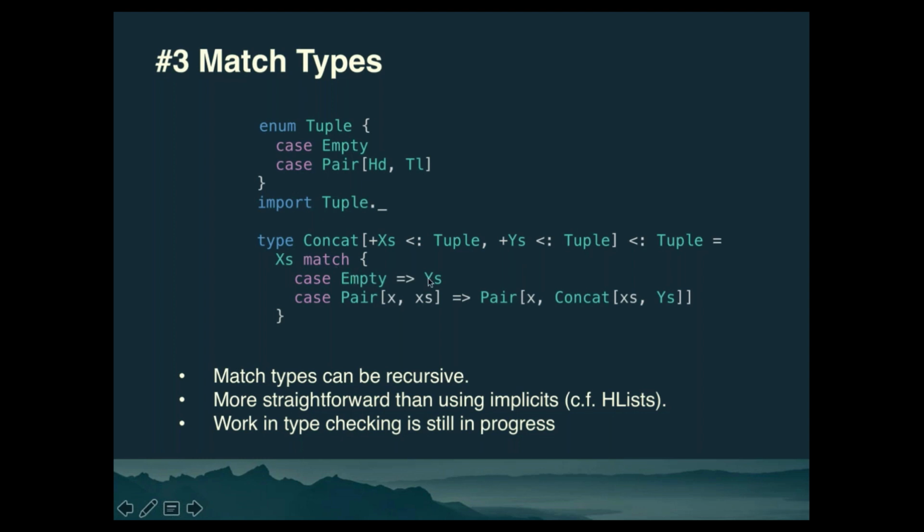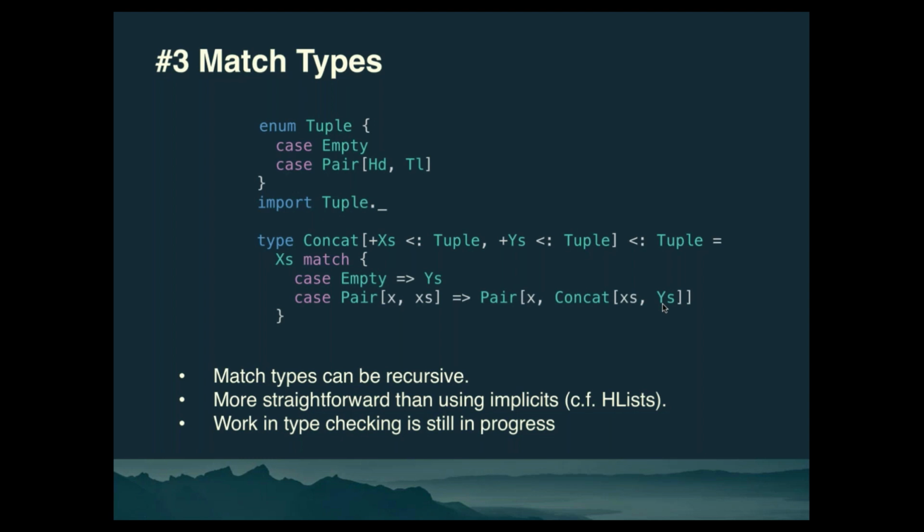If it's empty, then the concatenation is just the second one. If it's a pair, then the concatenation is a pair again, whose first element is the first element of xs, and whose tail, those remaining elements, are the result of concatenating the remaining elements of xs with the second argument ys. So you see, we can compute on the type level.